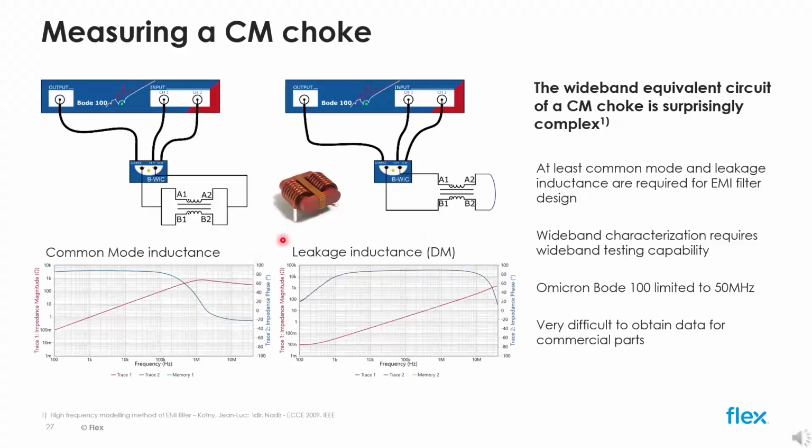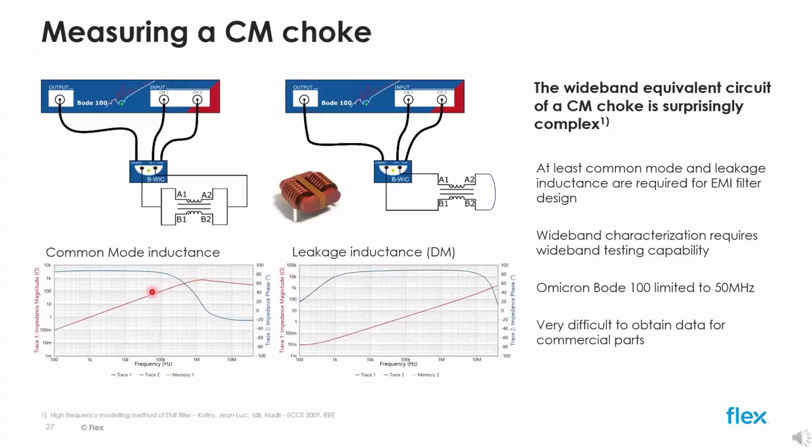The most important parasitic element we have seen so far is the common mode choke leakage inductance, as it becomes part of the differential mode filter. For a full bandwidth circuit model, 5 different measurements would be needed to characterize the common mode choke. The common mode choke equivalent circuit is surprisingly complex, and I'd rather refer to an excellent paper for a complete description. For our simulation purposes, 2 individual measurements of common mode and leakage inductance are sufficient.